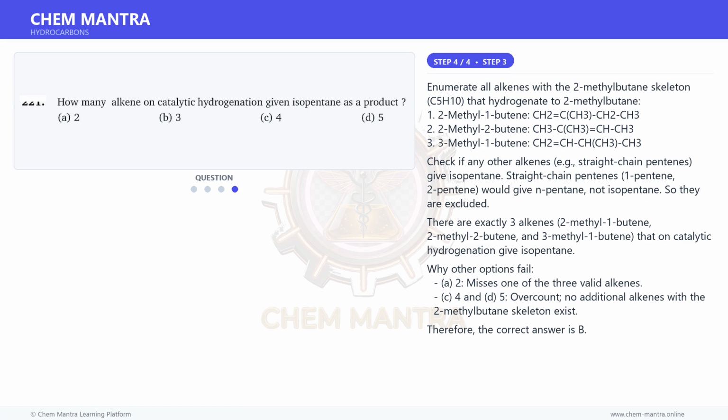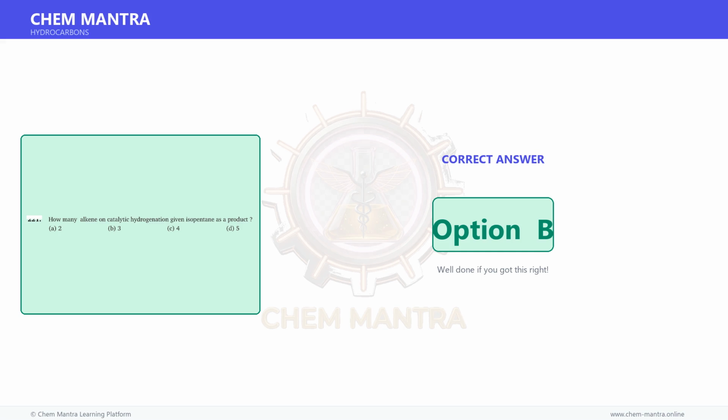give isopentane. Why other options fail? A. 2 misses one of the 3 valid alkenes. C. 4 and D. 5 overcount. No additional alkenes with the 2-methylbutane skeleton exist. Therefore, the correct answer is option B.